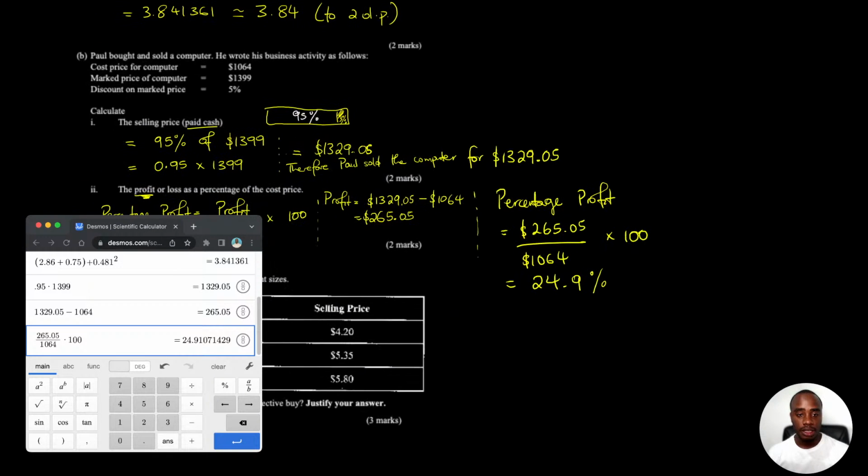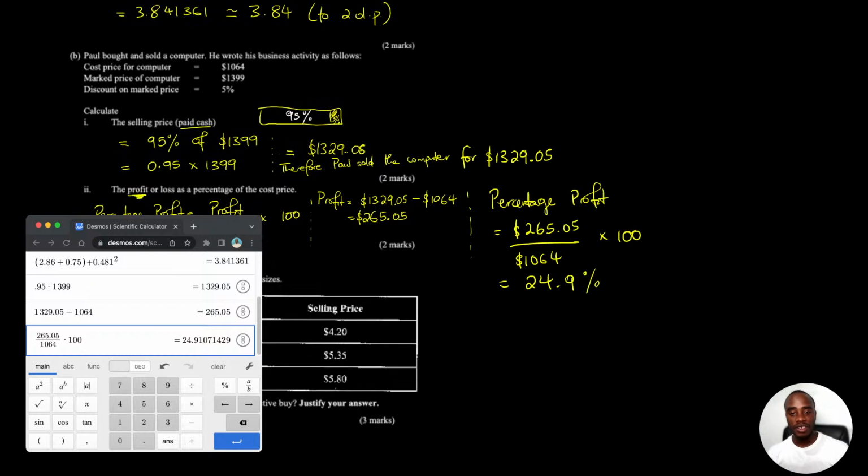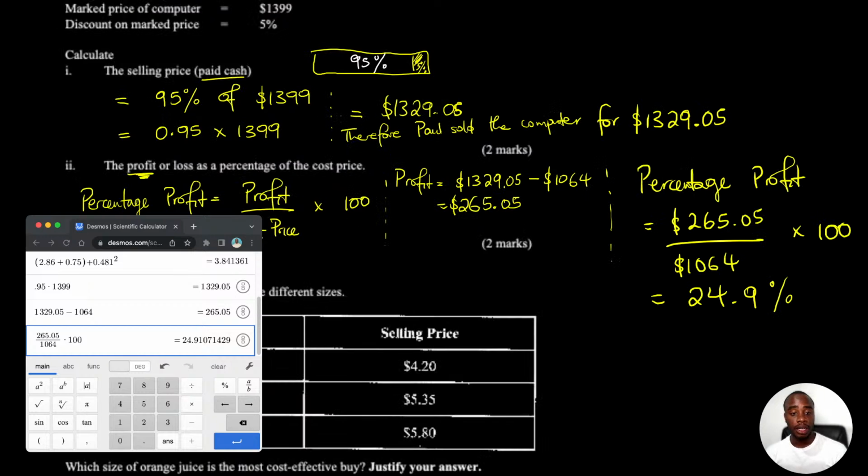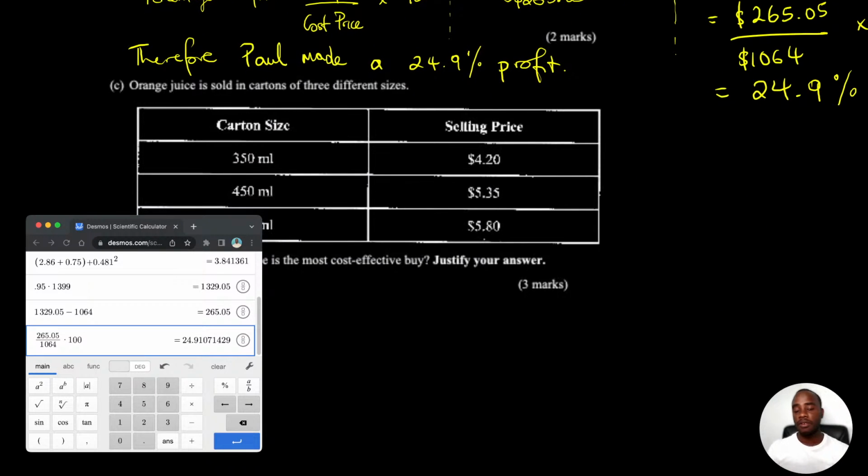So we can say therefore the profit is 24.9% of the cost price, or Paul made a 24.9% profit. Right? Okay, now C says orange juice is sold in cartons of 3 different sizes. So here we have the carton size, and then we have the selling price. And it asks which size of orange juice is the most cost effective buy.